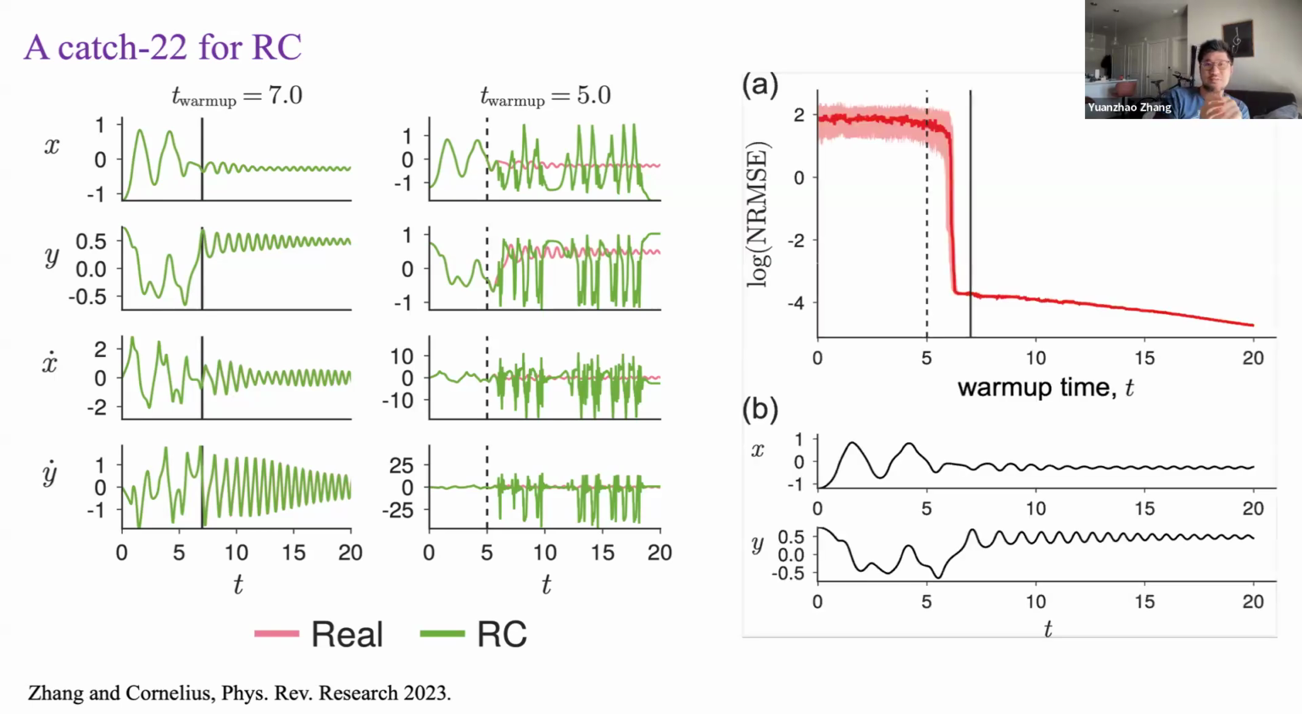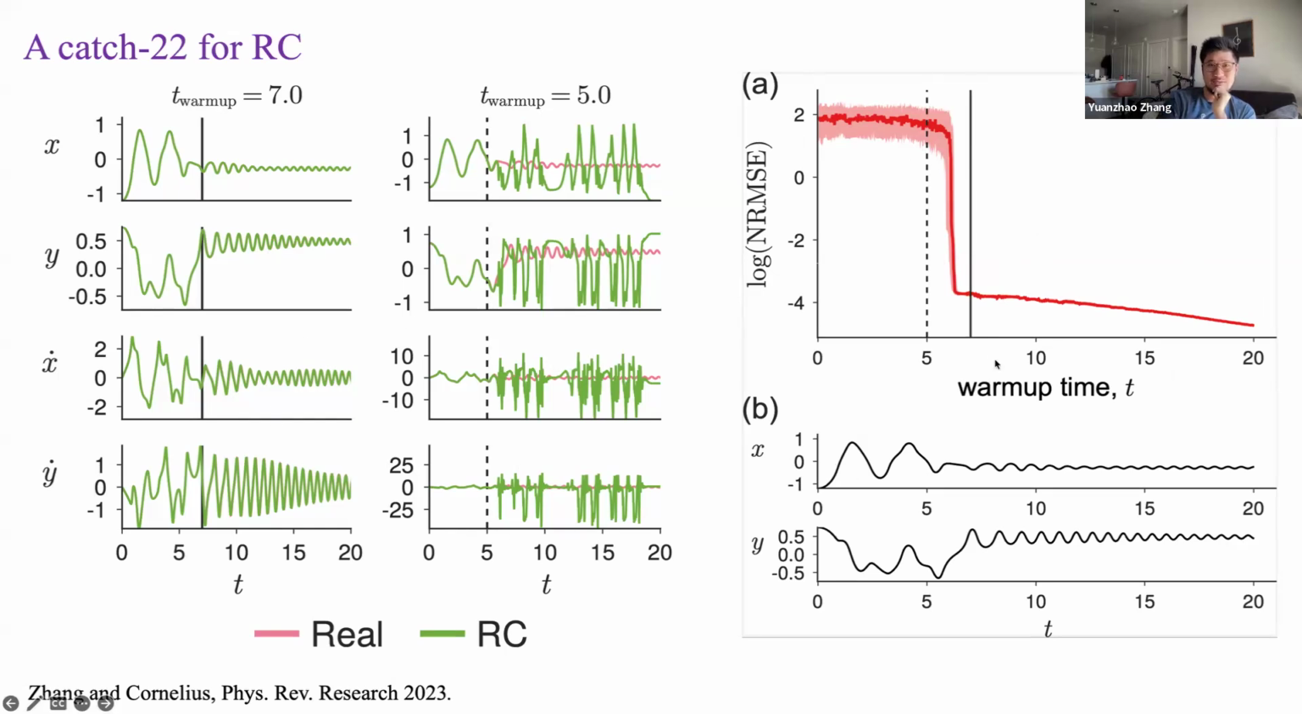So here is a more systematic view of what's happening. Here the y-axis is basically the prediction error for the reservoir computer, and the x-axis is how much time we use to warm up the reservoir. You can see there's a very sharp transition from the reservoir computer not being able to predict the correct fixed point to it being able to capture the full transient dynamics very well. So the dashed line is this panel, and the solid line is this panel.